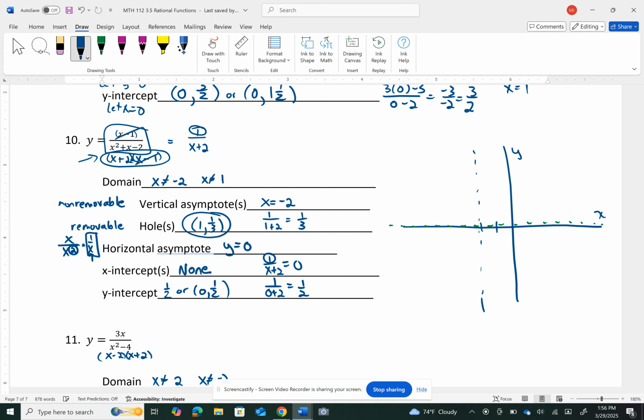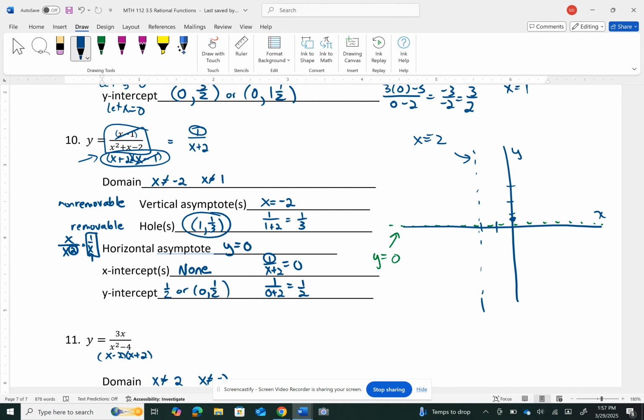So this is my vertical asymptote. This is my x equals 2, -2, I mean. And then this green line here turns out just to be the x-axis. That's the y equals 0. It does not cross the x-axis. There are no x-intercepts. And then it crosses the y-axis at 1/2. So let me put a couple tick marks on here. It's going to cross like right there.